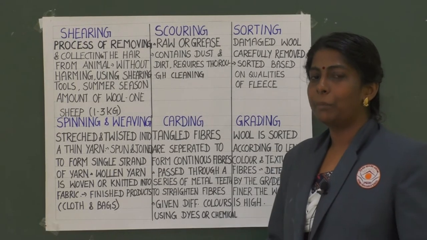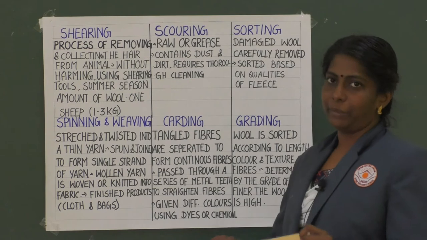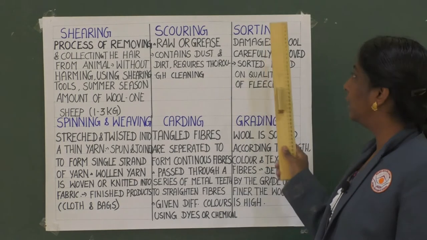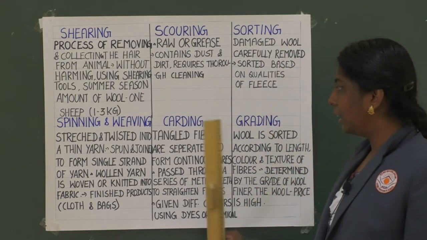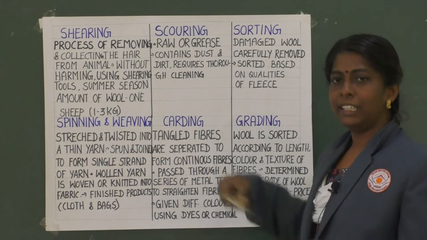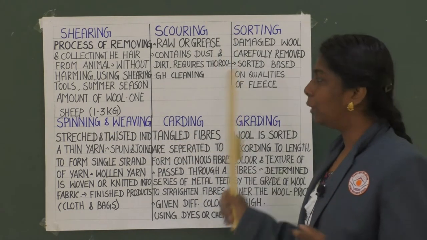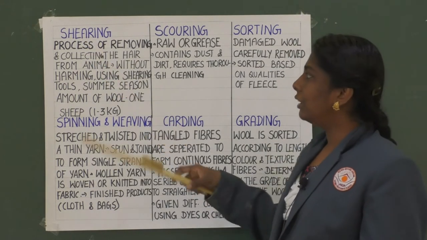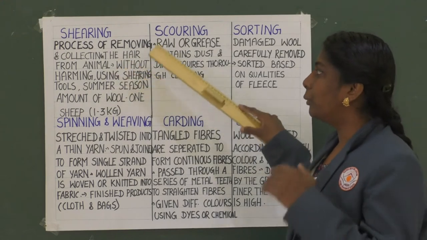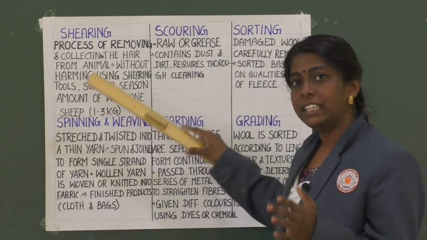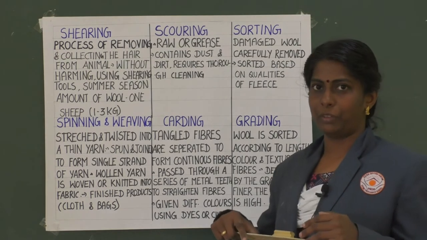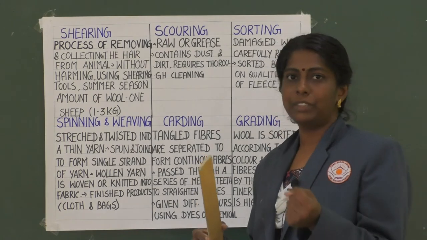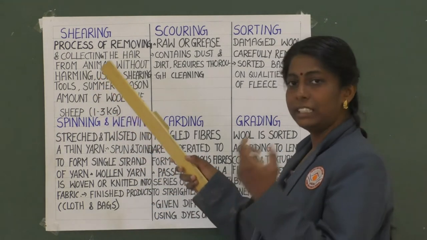Now we are going to learn about the different steps in wool production. The first step is shearing, and then scouring, sorting, grading, carding, and then spinning and weaving. You are going to learn about each and every step in detail. So first, the step of shearing. This is nothing but the process of removing and collecting the hair from the animal. They also call it fleece. So from the sheep, they are collecting the fleece.